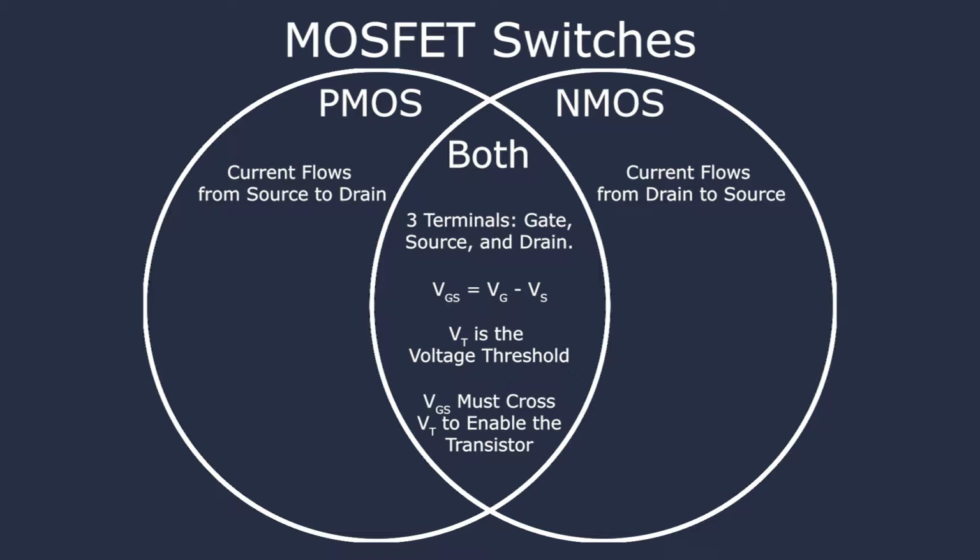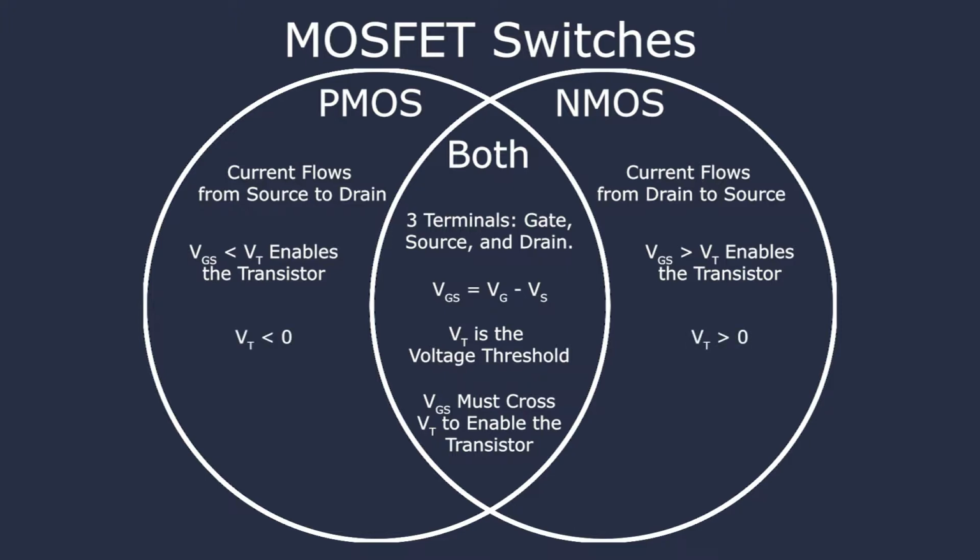Another difference comes from the relationship between VGS and VT for NMOS and PMOS. For an NMOS device to allow current to flow, VGS must be greater than VT. For PMOS, VGS must be less than VT. Also, PMOS devices usually have a negative VT, and NMOS usually have a positive VT. These differences greatly affect how we will use these devices in our circuit. We will use PMOS in order to pull a voltage up to some value, and NMOS in order to complete a circuit to ground so that current can flow.